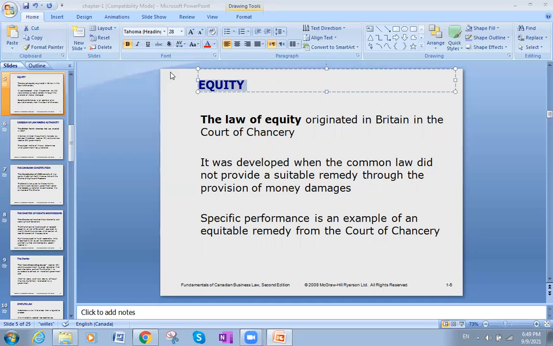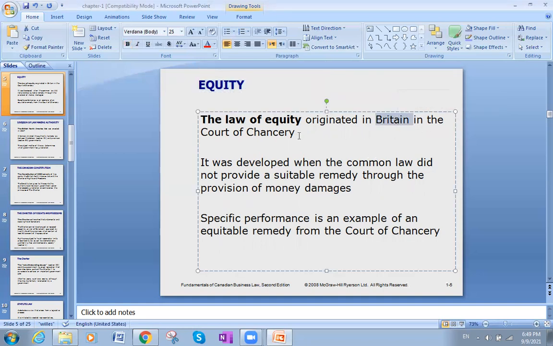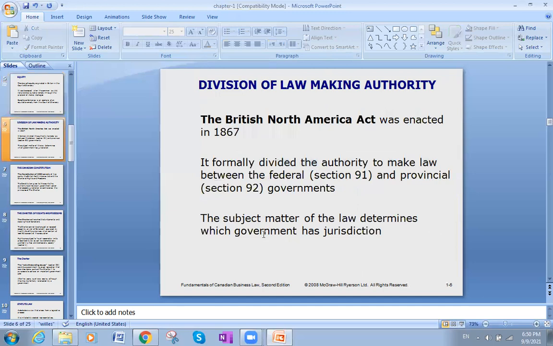The law of equity also originated in Britain, the same thing in the court of Chancery. Okay, this was where the law of equity started. Equity means all are the same. Okay, it was developed when the common law did not provide a suitable remedy through the provision of money damages. Okay, specific performance is an example of an equitable remedy from the court of Chancery. Okay, so this is the law of equity.